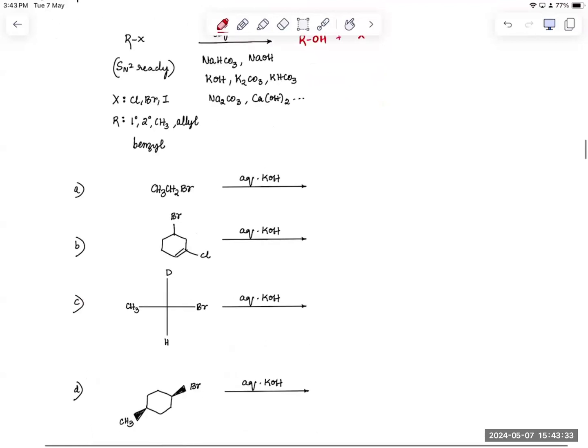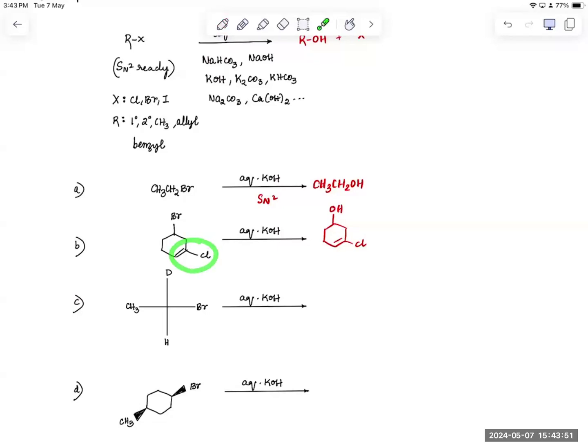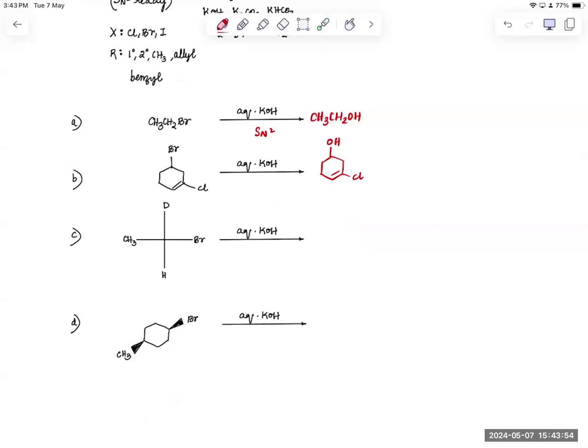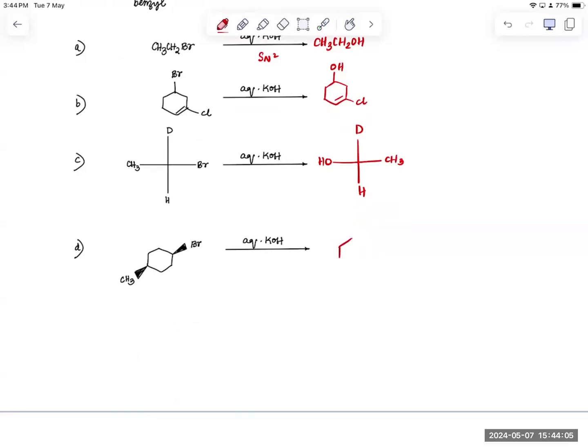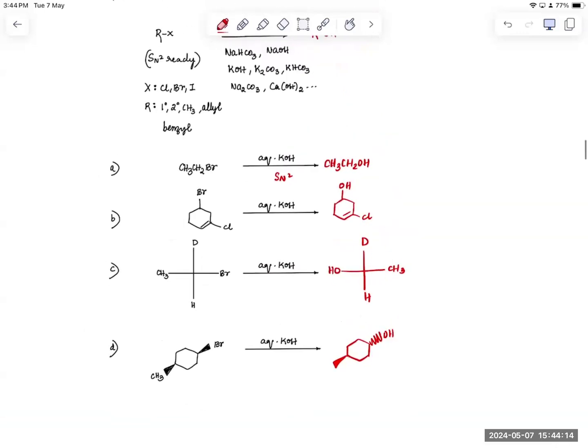Okay. Similarly, if you notice the second one, aqueous KOH, what is the product I'll get? CH3CH2OH via SN2 mechanism. Now here also, the chlorine cannot be disturbed. Bromine is the one which will get OH because chlorine is at the vinylic position. Vinylic position, no substitution. Okay. Next, with KOH here, Walden's inversion should happen. CH3 will come here, OH should come here, D should be here, H should be here. Next one, again, Walden's inversion should take place. This OH should go inside and this methyl should remain the same. Okay. This is the product you are expected.